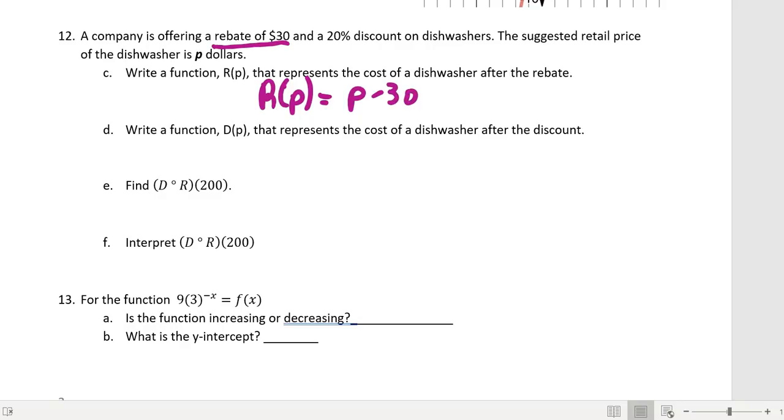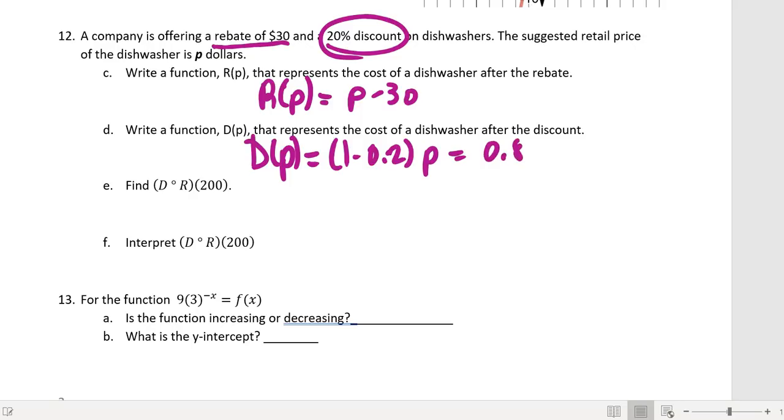The next part though says write a function D sub P that represents the cost of a dishwasher after the discount. The discount is 20%. Be careful. The price of the dishwasher would not be 0.2 times P. Think about if you had $100 and you got a 20% discount. You're not going to pay $20, you're going to pay $80. So we want D sub P. You can either write 1 minus 0.2 times P, and then realize that's 0.8 times P, or you can just go directly to 0.8 times P.